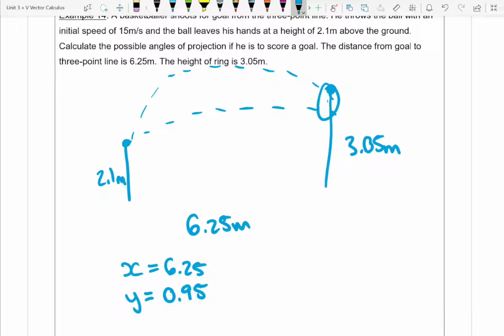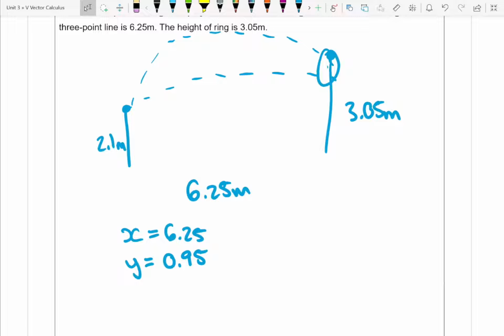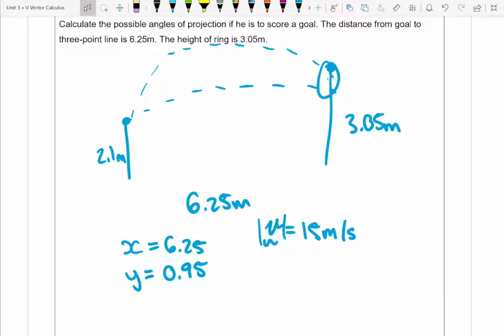So all we then have to do is use that value of 15 meters per second and find what values of theta can accommodate for that. So we have velocity, the magnitude of velocity is equal to 15 meters per second. So from this magnitude of 15, we know that the vector v is going to be equal to 15 cosine of some angle alpha i plus 15 sine of some angle alpha j.